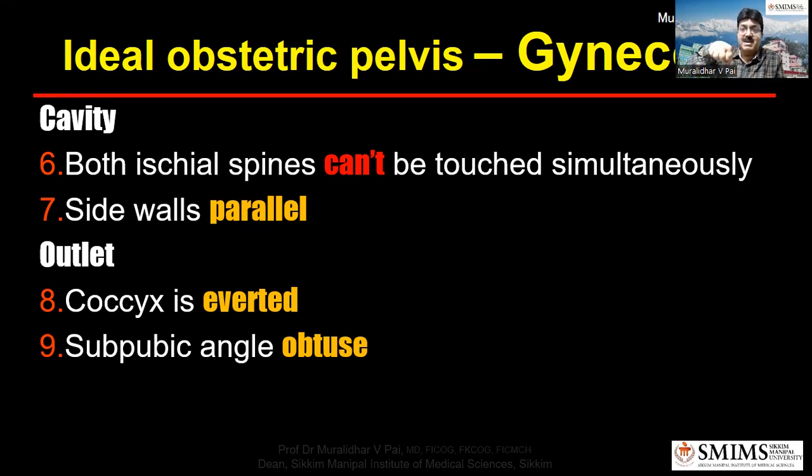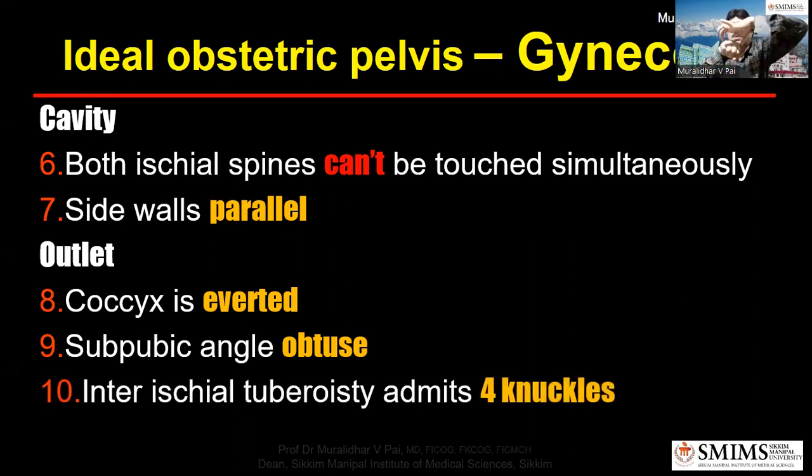And now I'll make a knuckle. And this knuckle is to be put between the 2 ischial tuberosities. They must admit 4 knuckles. That is a good outlet. Baby can come out easily. So let me repeat for the last time, above, downwards, in that order.